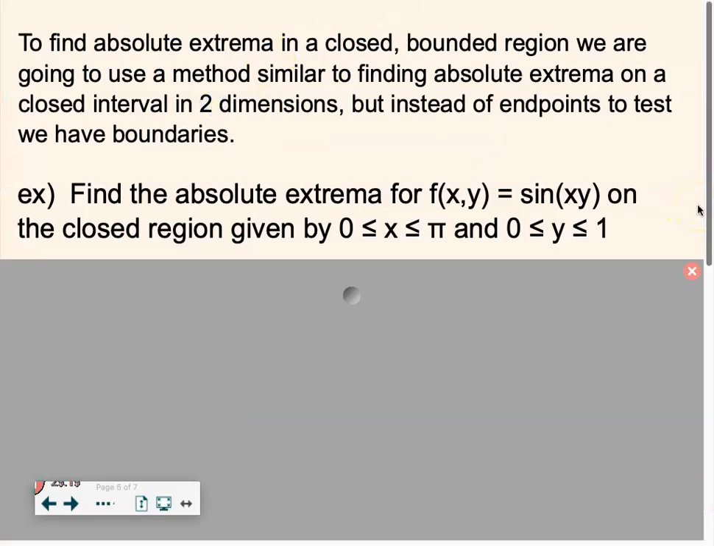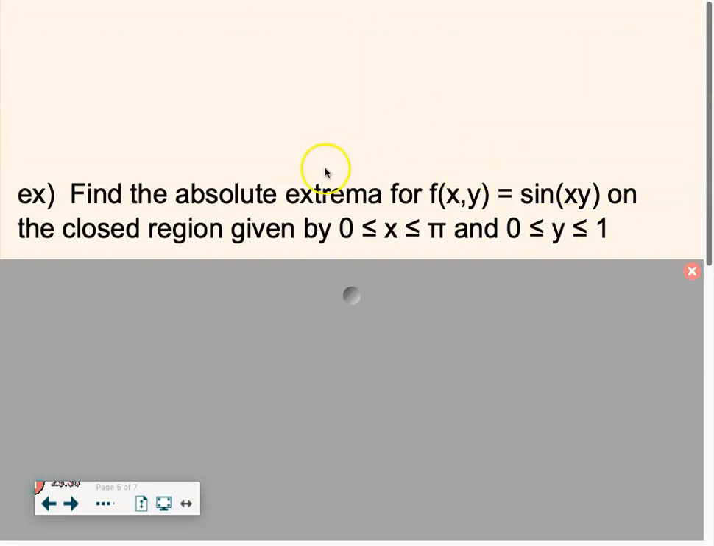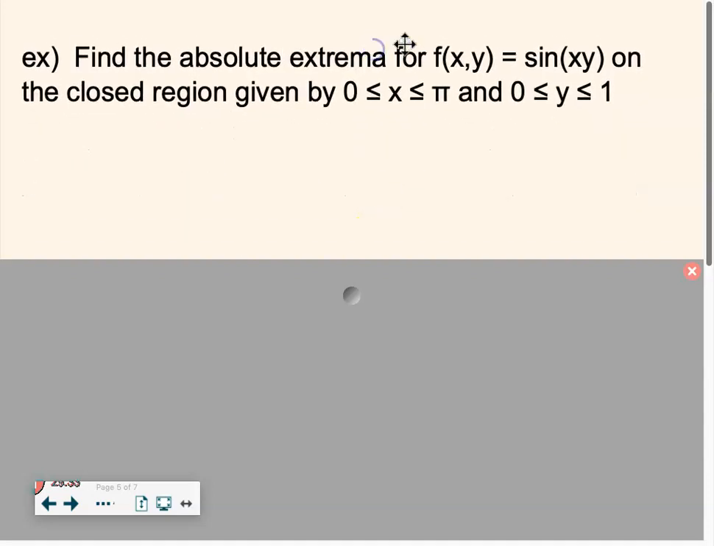To find absolute extrema in a closed bounded region, we're going to use a method similar to finding extrema on an interval. I don't know why instead of endpoints test, we have boundaries. It's almost like this would be the first problem. Your book likes to present ones where the region bounded is a rectangle, and that's what we've got here. We have z equals sine of xy on the closed interval where x is bounded from 0 to pi and y is bounded from 0 to 1. Take a minute first, find your first partials.